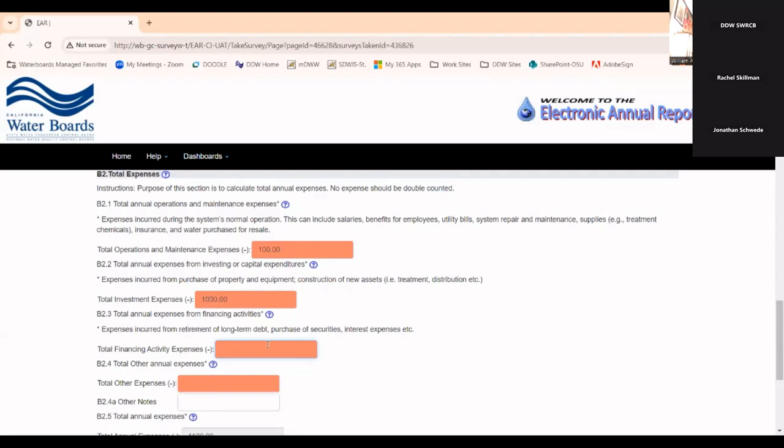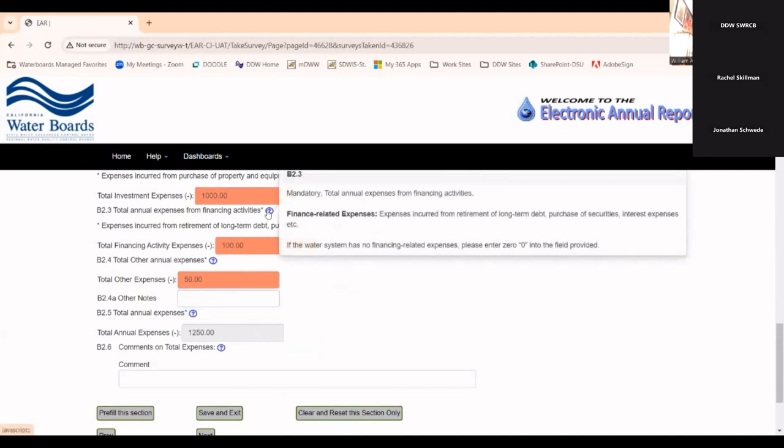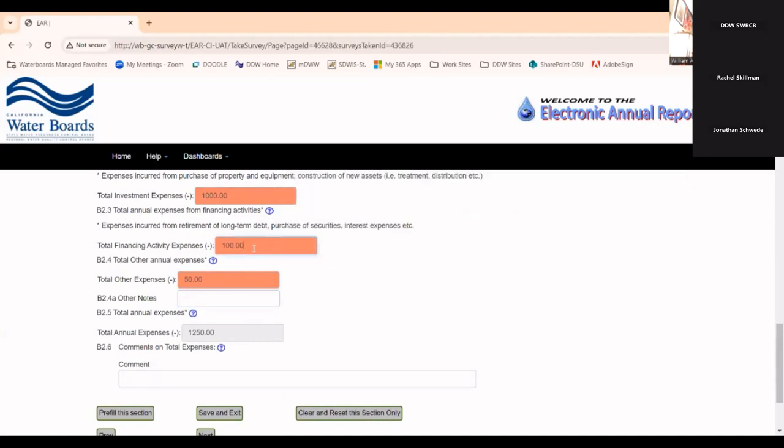Total financing activity expenses. I believe this one is related, yeah, this one's related to long-term debt, purchases, and securities. I'm most familiar with 2.3. I think there's a good example actually. If you're not super familiar with what's going on, you can always look at those little question marks next to them. We'll go to this one, and it should provide you a quick explanation as to what this is. If I wasn't too sure what finance related expenses are, it could give me a quick snippet here. It looks like it was just retirement of long-term debt, purchase of securities, interest expenses. And it gives you an example. If you do not have anything related to that, you could always provide a zero amount. And if you're still not sure, feel free to reach out and we can troubleshoot it together.